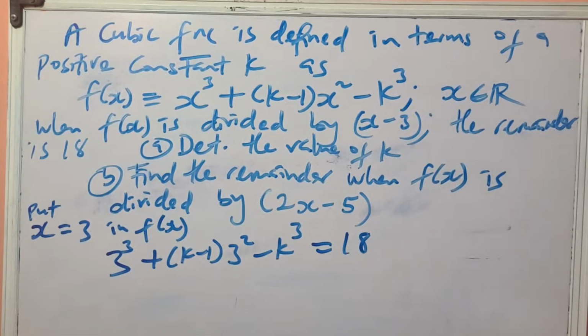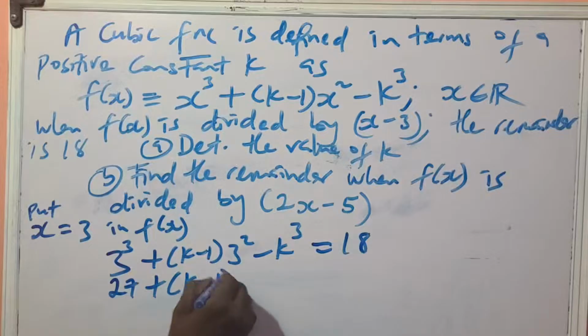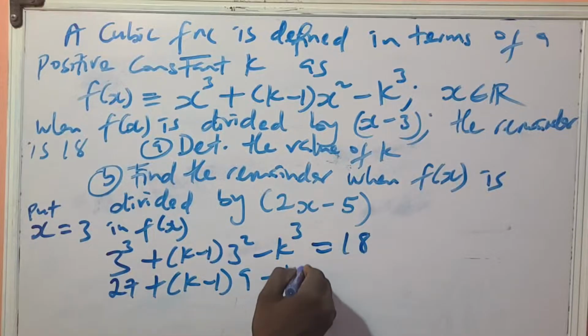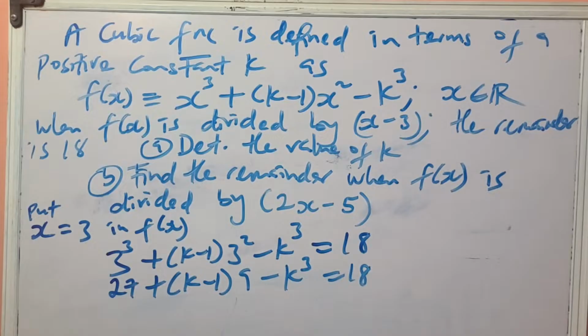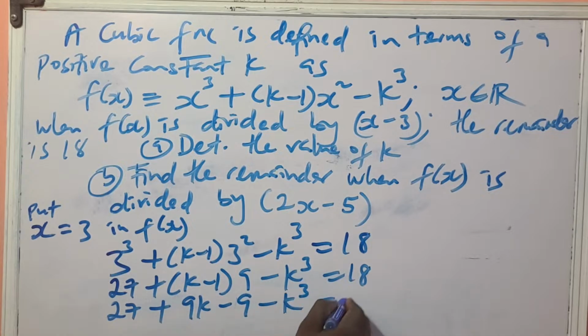If you try and solve it, you will see that 3 cubed is 27, 3 squared is 9, so you have 27 plus (k minus 1) times 9 minus k cubed equals 18. I'm sure everybody can flow with what I'm doing. So this will be 27 plus 9 times k, which is 9k, minus 9 times 1, that will be 9, minus k cubed equals 18. I'm sure you guys are flowing.